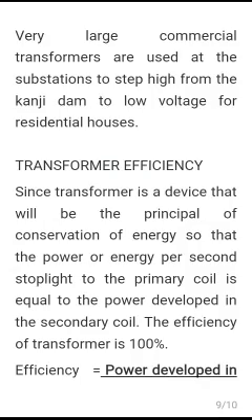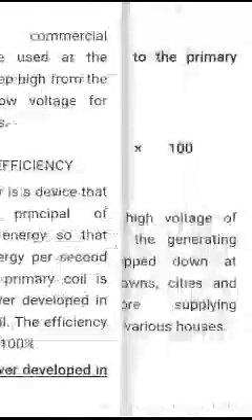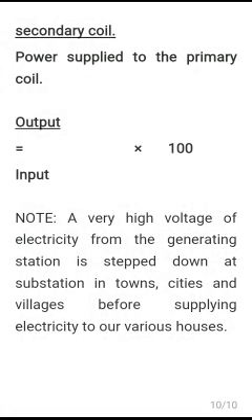So efficiency of a transformer equals power developed in the secondary coil over power supplied to the primary coil. So output over input, which is also equal to output over input multiplied by 100. They will give you the output and they will give you the input. Whatever answer you get here, you multiply it by 100. So if it's 100%, the transformer is efficient.